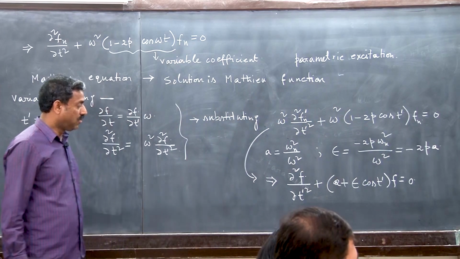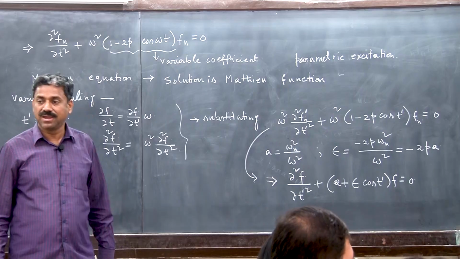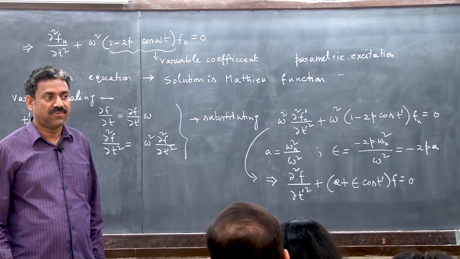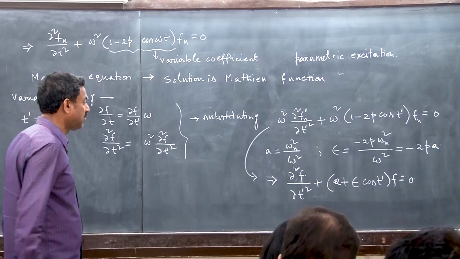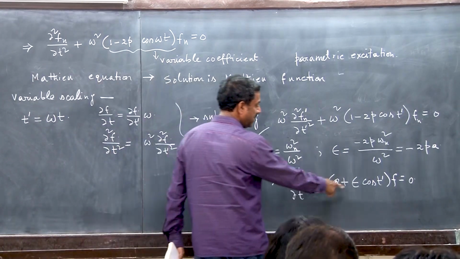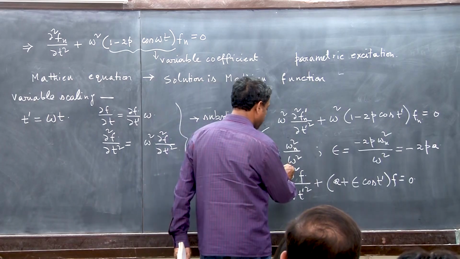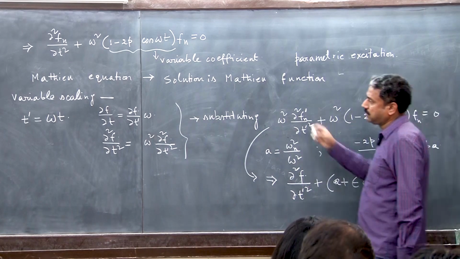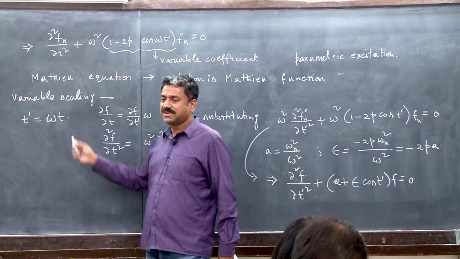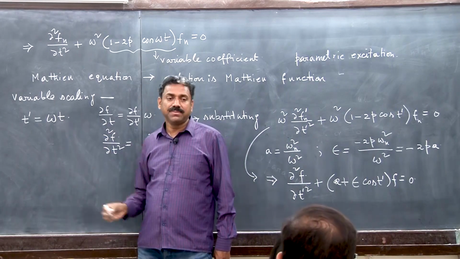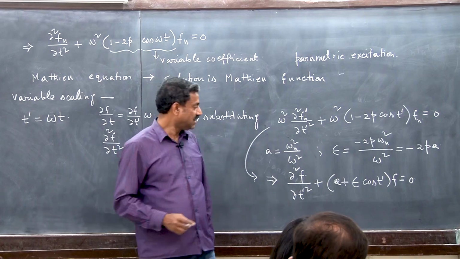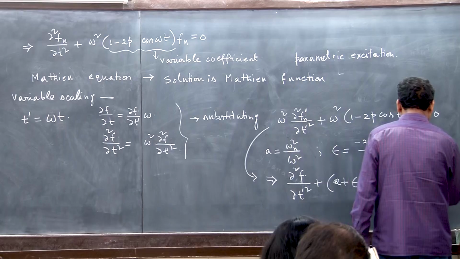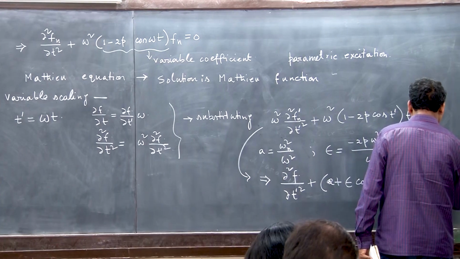If you go to MATLAB or any other standard mathematical software, you can get the Mathieu function. They will plot it, but then the parameters will be small a and epsilon. You can clearly see that this is also the Mathieu equation, just with a variable scaling. The time variable has been scaled. You understand? So this is called the standard form of the Mathieu equation.